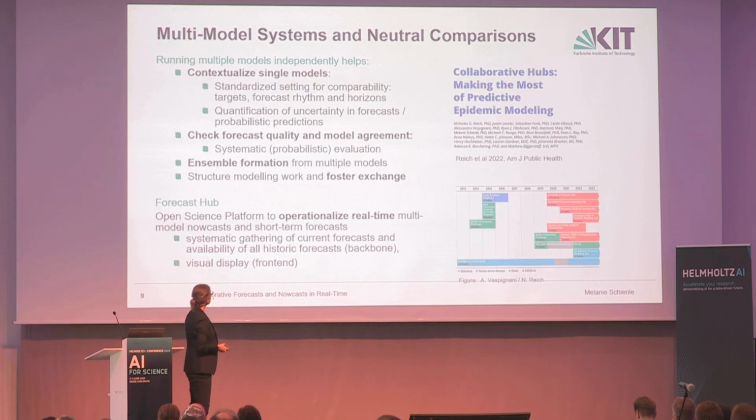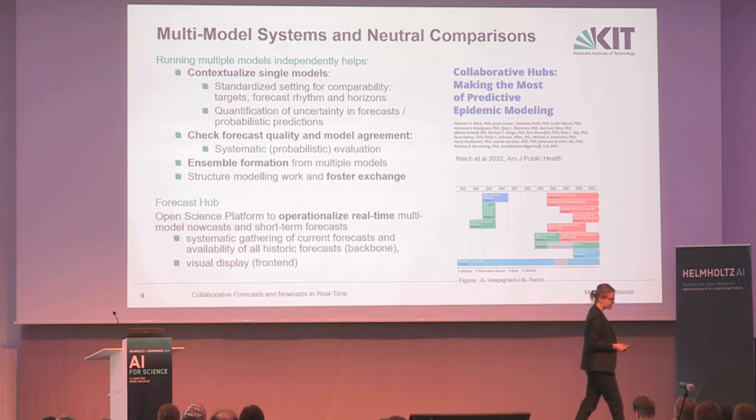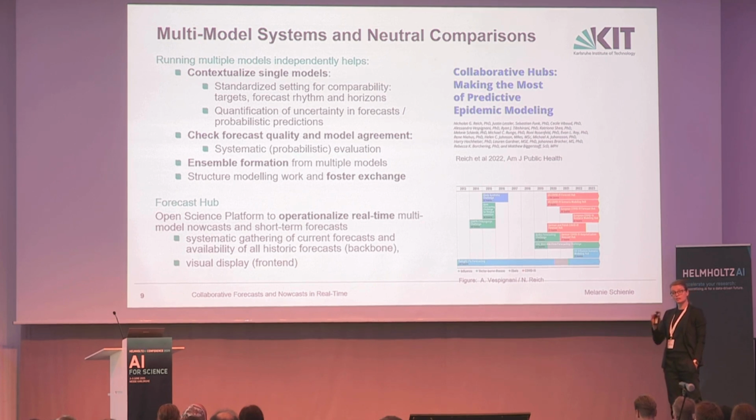The slide is pretty full, so sorry for that. There is some value in looking at this multi-model approach. We can contextualize single models. We put in a framework so we can understand what each model is contributing. We can quantify that, check the forecast quality, and form an ensemble. While doing that, we also want an exchange among the modeling groups, not everybody in a silo. The way we do this is by building a platform, the so-called forecast hub, as you see here at the bottom. I can't point, so you have to look at the very bottom.